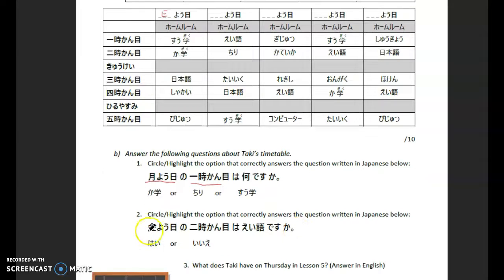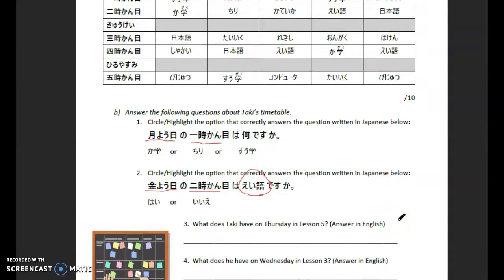Question 2. Circle or highlight the option that correctly answers the question written in Japanese below. We have 2 options here, hai for yes or iie for no. So again, we have to read the timetable. We're looking at this day, kinyobi no 2時間目, and is it this subject? So we're reading the timetable, this day, this lesson, and if it matches that subject, we're going to circle hai for yes, and if it doesn't, iie for no.